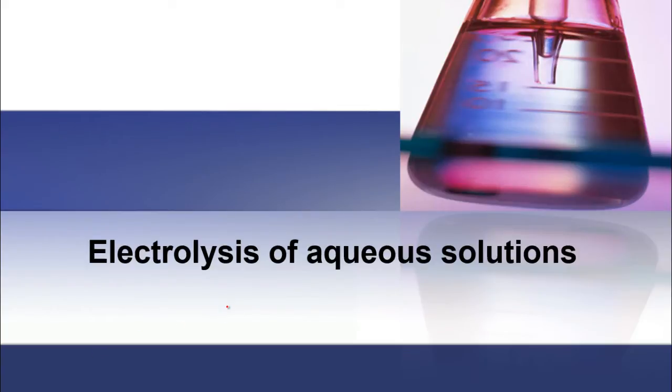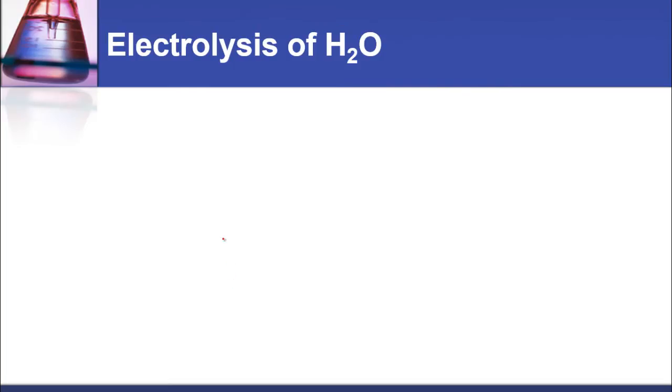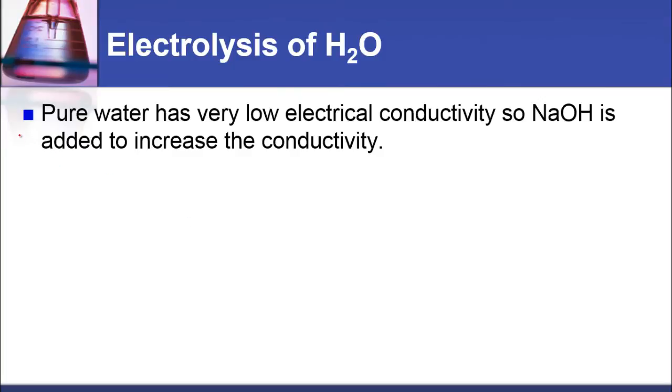Okay, let's take a look at electrolysis of aqueous solutions. So we'll start by looking at the electrolysis of H2O. Pure water has a very low electrical conductivity because, as we know from the acids and bases topic, pure water ionizes, but it ionizes very little. So what we do is add NaOH, sodium hydroxide, to increase the conductivity, and what that does is put Na+ and OH- ions into solution.